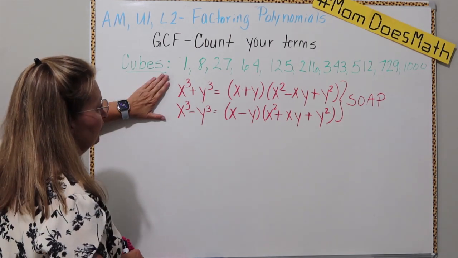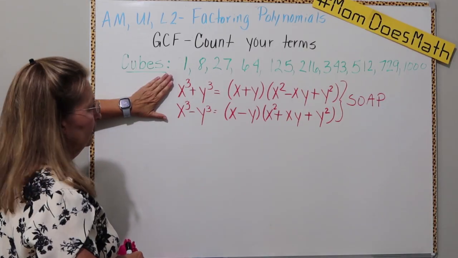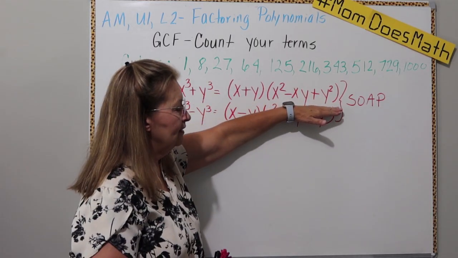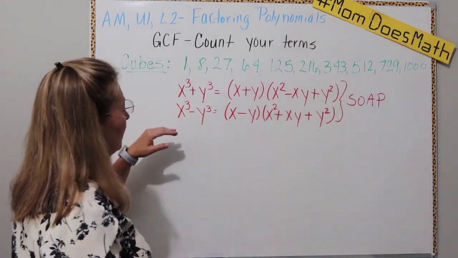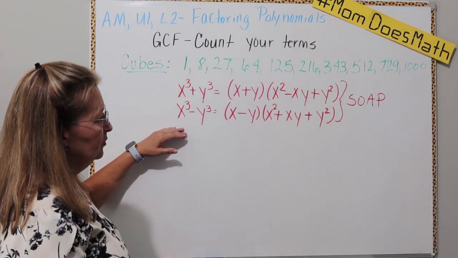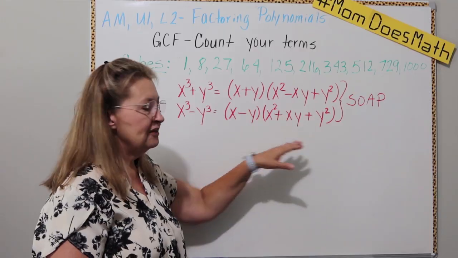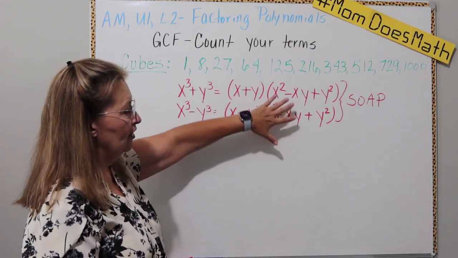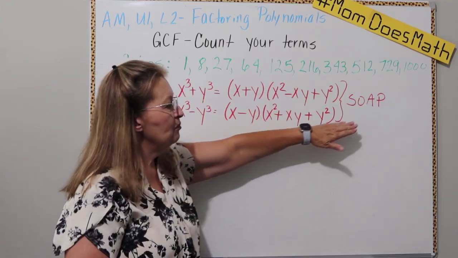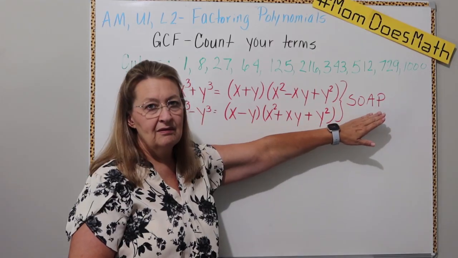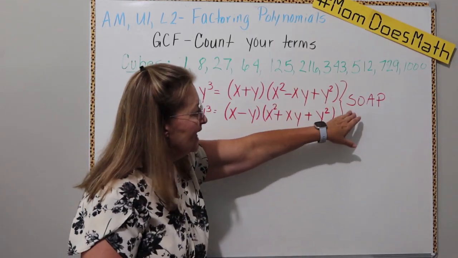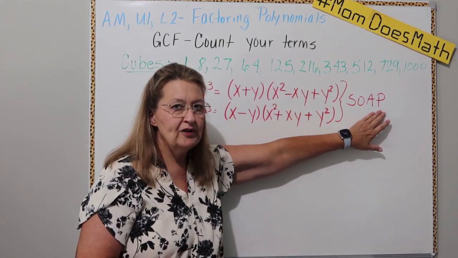Now, here are your rules or your formulas. If you have the sum of two cubes, it works out like this, and we're going to work some examples. If you have a difference of two cubes, the only difference in these two formulas is signs. If you look at that, the numbers are the same. And you can remember the signs with SOAP. Your sign is same, opposite, always positive.